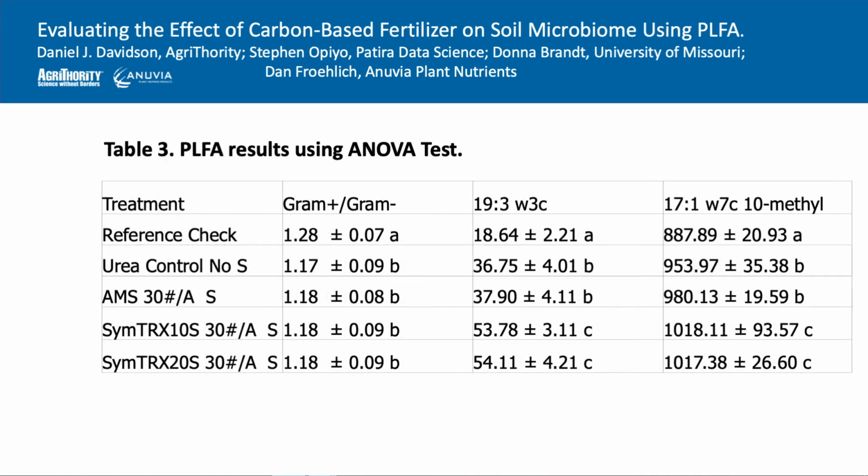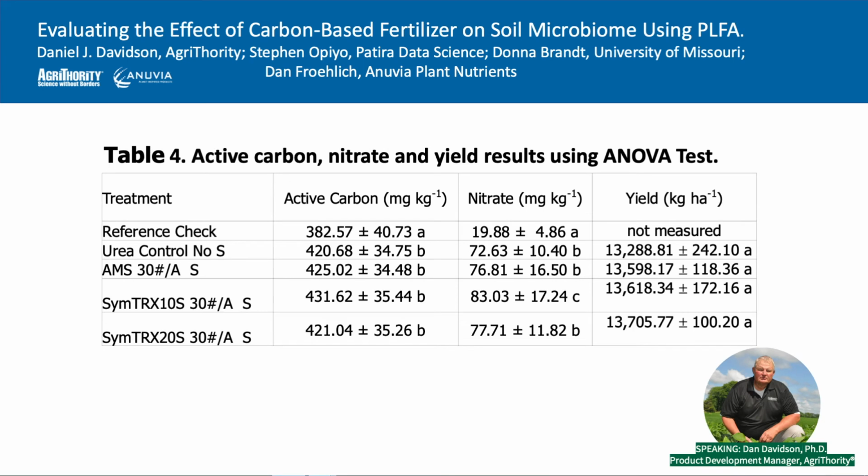Table 4 shows the ANOVA analysis of active carbon, nitrate, and yield. Active carbon and nitrate were significantly greater in the fertilizer treatments than the reference check, but there was no difference between fertilizer treatments. However, Simtrex 10S had greater nitrate levels than the other fertilizers. There was no significant difference in yield between the fertilizer treatments. This summarizes the results. The reference check was always less than fertilizer treatments. Sites did differ from each other, but fertilizer treatment responses were the same. While there were differences over time, treatment differences also remained the same.